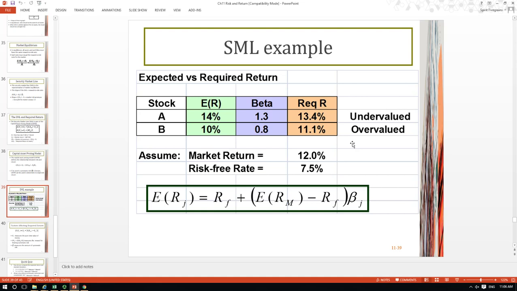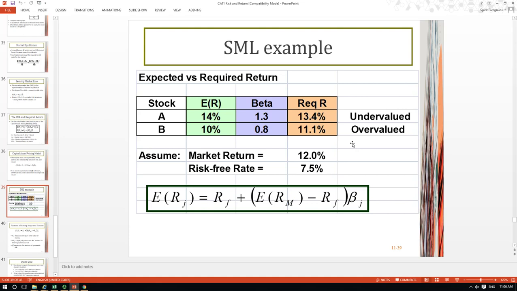You may ask where does that 4.5% come from? Well, 4.5% equals market return 12% minus risk-free rate of 7.5%. And the calculation will show you that the required rate of return is 13.4%. Right?